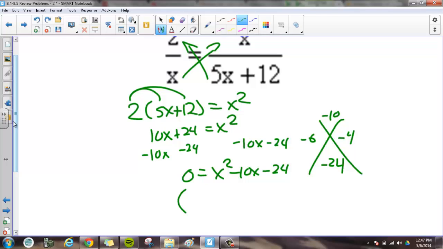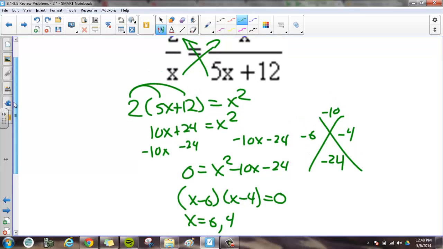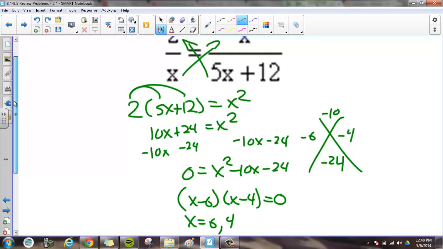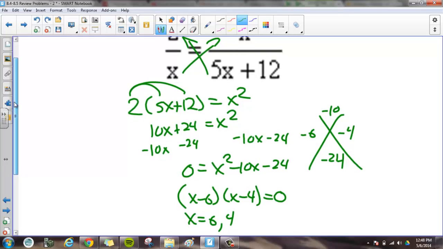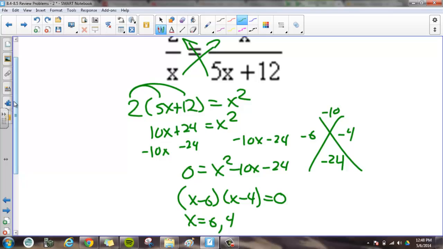-6, -4. So take the -6, and did I do that right? Hopefully I did that right. -6, -4. It seems I missed something here. Okay, so I got x minus 6, x minus 4 equals 0. So my solution is x equals 6 or 4. Those are my possible solutions. Where did I go wrong on this? Because that's not what we were getting before, was it?